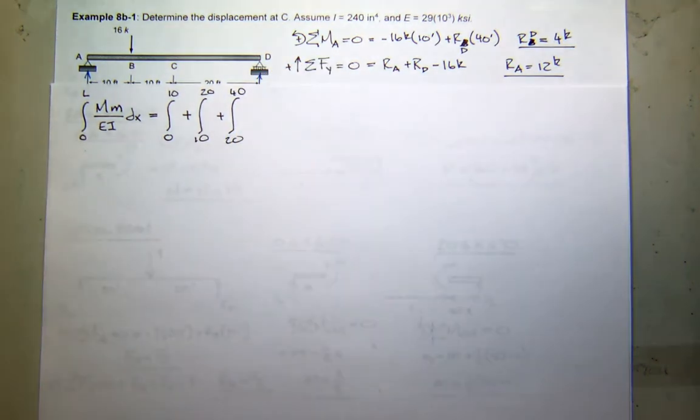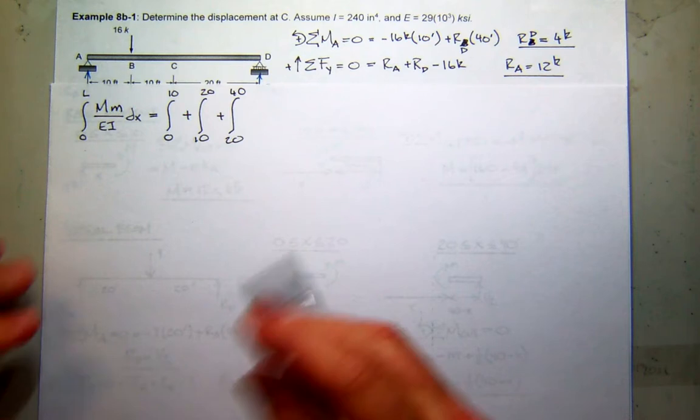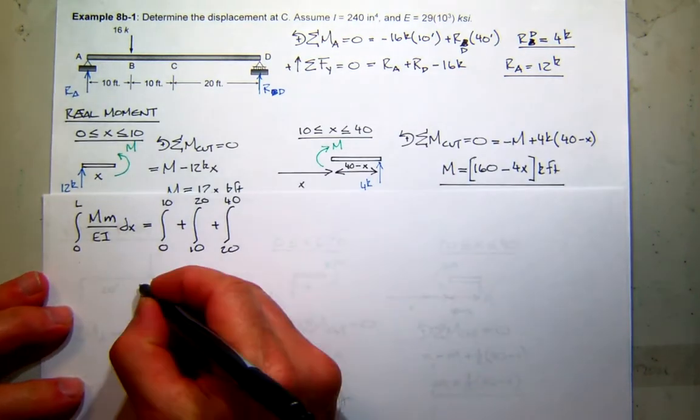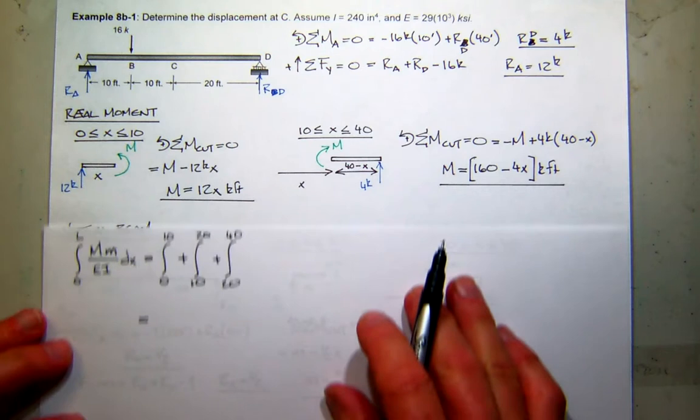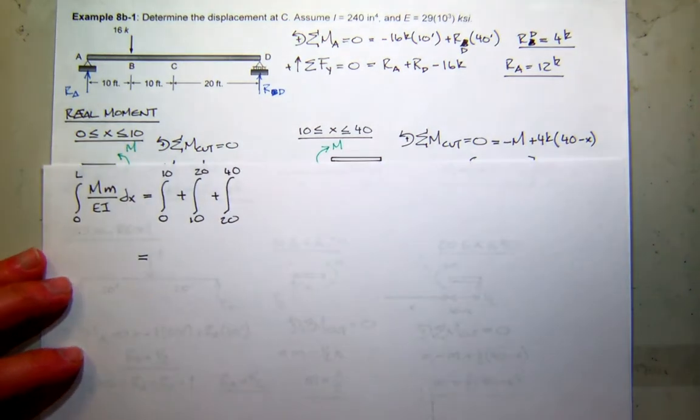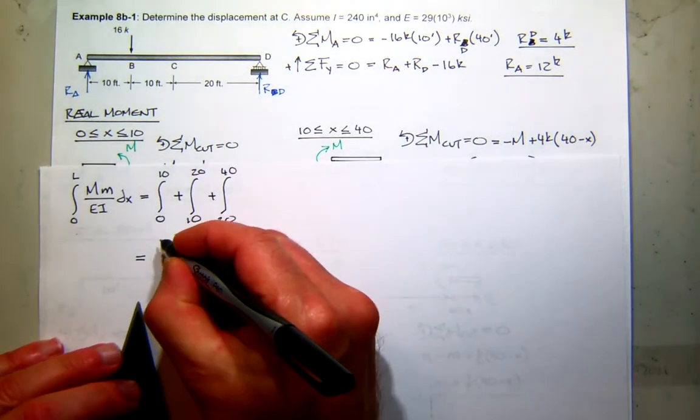I think you can see that although this is not hard, it is incredibly tedious, and maybe I should have used conjugate beam after all for this problem. But we're still going to do it because that's what we do. So, they all have a common EI in front of them, so I'm going to factor that out. Just let it sit out here on the front.